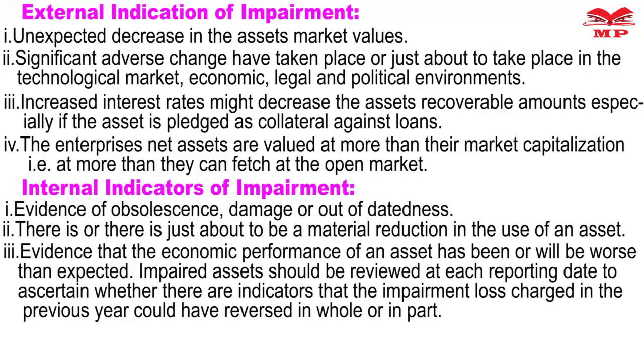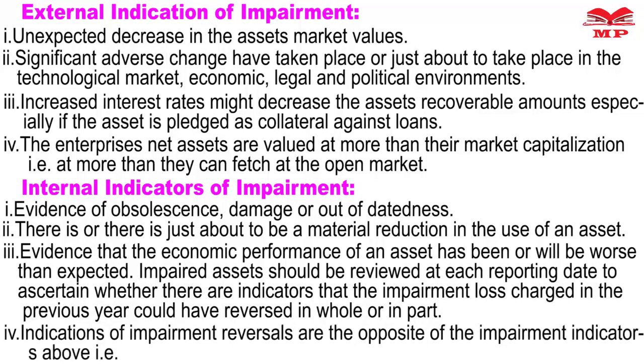Impaired assets should be reviewed at each reporting date to ascertain whether there are indicators that the impairment loss charged in the previous year could have reversed, in whole or in part. Four, indications of impairment reversals are the opposite of impairment indicators above. So that is important. You need to know. That's a note: indicators of impairment reversals are the opposite of impairment indicators.